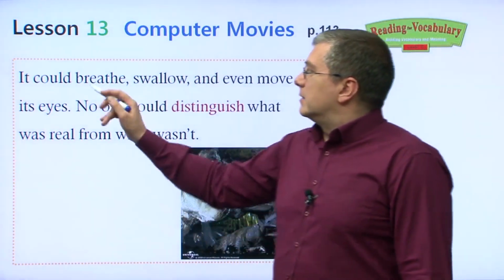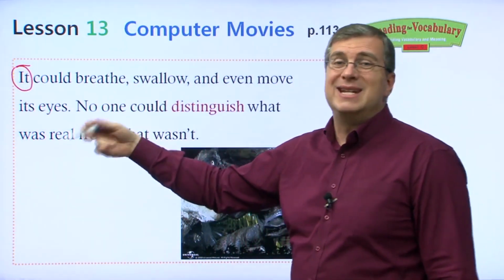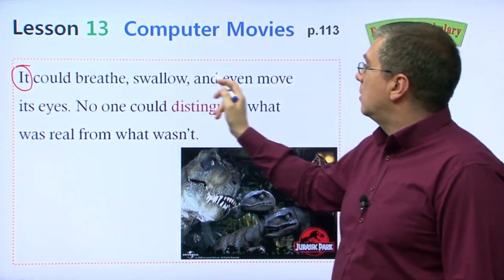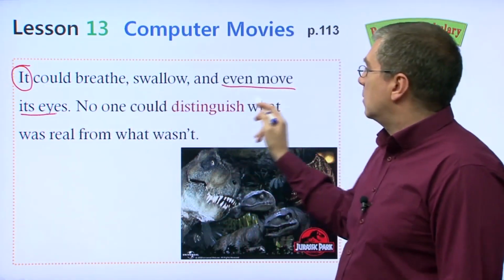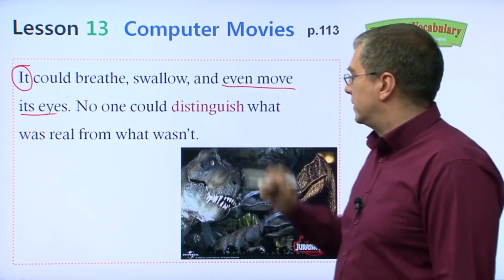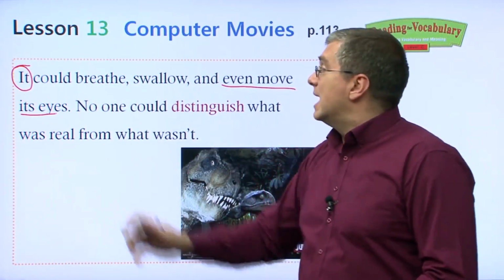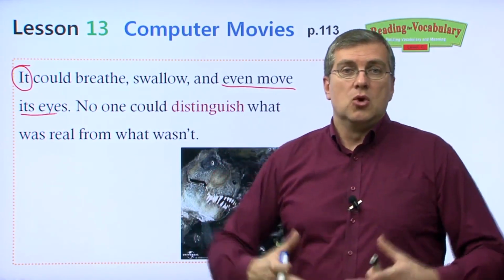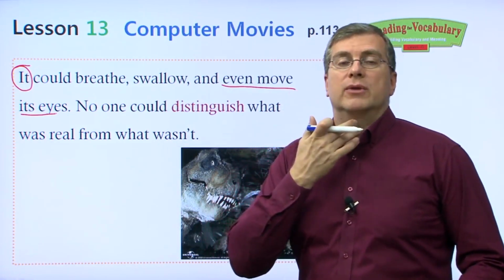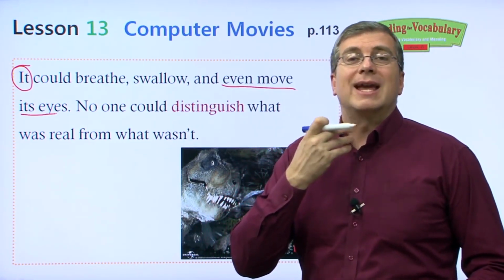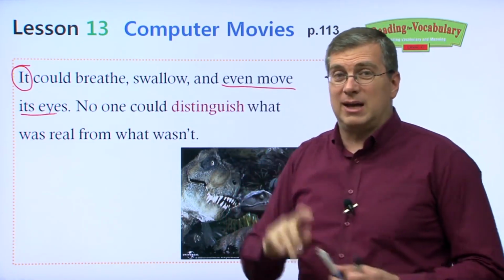Okay. Now coming back to the text, we're talking about the 30-foot tall or the 10-meter tall T-Rex. It could breathe, swallow, and even move its eyes. It could even do that. No one could distinguish what was real from what wasn't. Okay? So they're talking about the T-Rex, the dinosaur in the movie. It looked like it could breathe. Its sides moved in and out, right? It could swallow. Well, its throat moved, right? The throat moved like it was actually swallowing something. And even the eyes on the dinosaur could move back and forth.